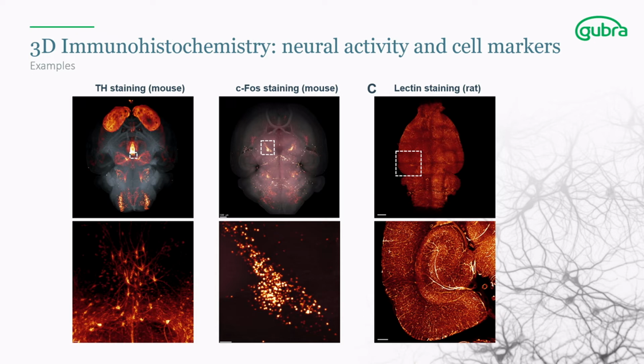We have also started applying this process to more challenging samples, such as the rat brain, which is bigger and has a different tissue density. It has some challenges when it comes to clearing, but here I can show you an example of a blood vessel labeling in a rat.